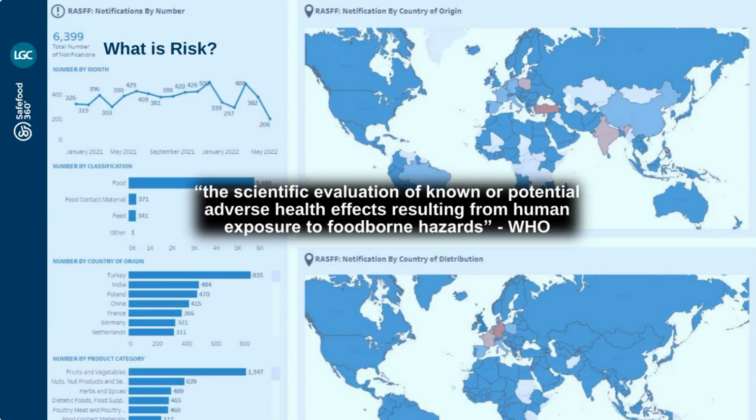In order to conduct appropriate risk assessments, we need to understand what risk is. And according to the World Health Organization, risk is the scientific evaluation of known or potential adverse health effects resulting from human exposure to foodborne hazards.